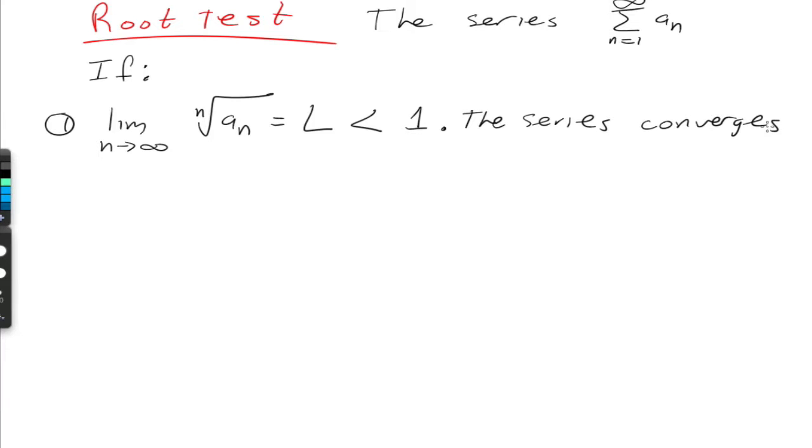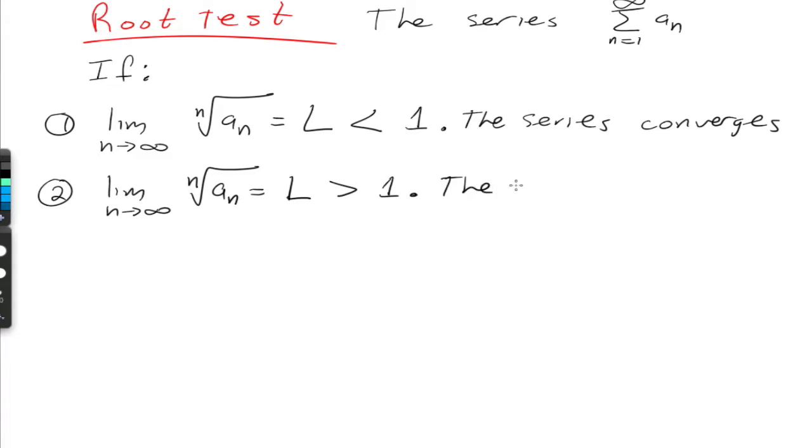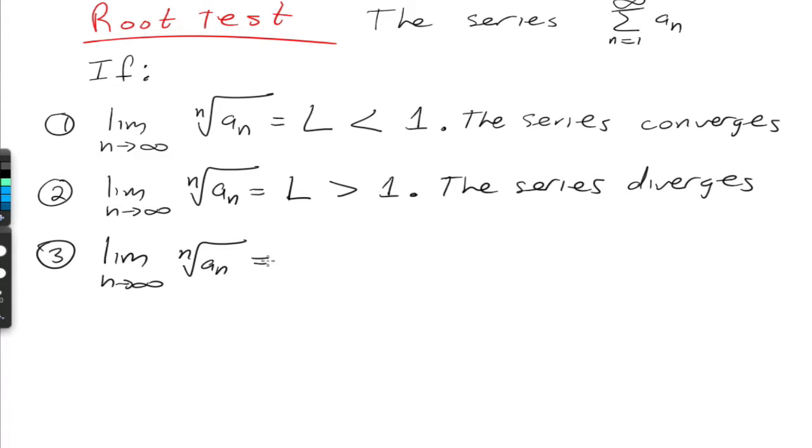If the limit as n goes to infinity of the nth root of a sub n is equal to L, which is greater than 1, then the series diverges. And if the limit as n goes to infinity of the nth root of a sub n is equal to 1, what does that tell you? Yeah, the root test is inconclusive. So you have to do something else.